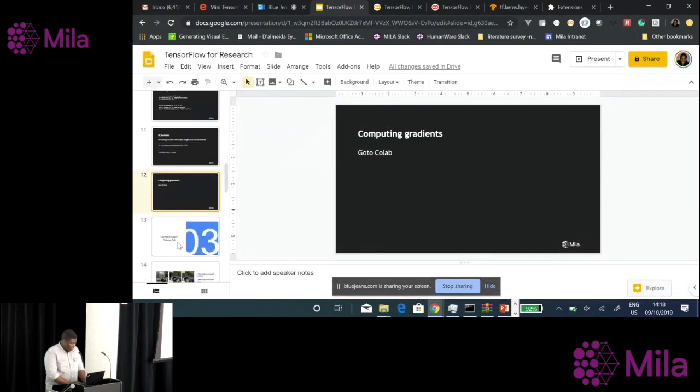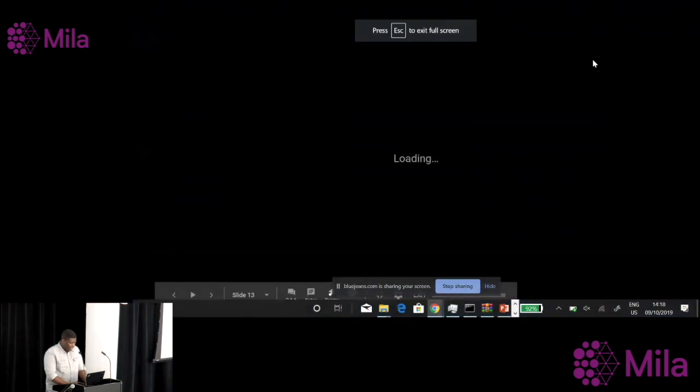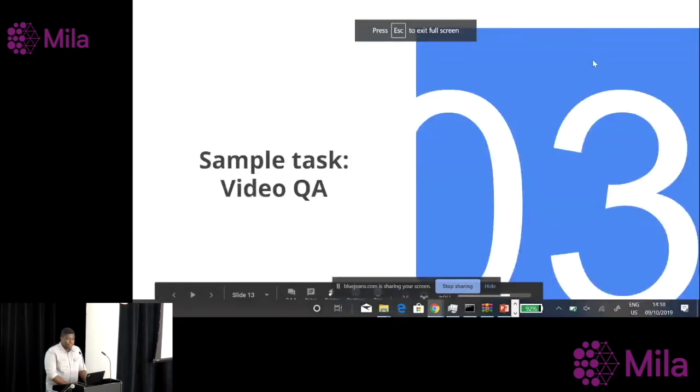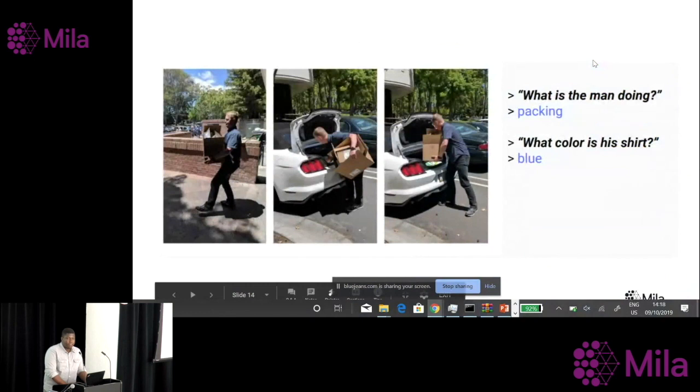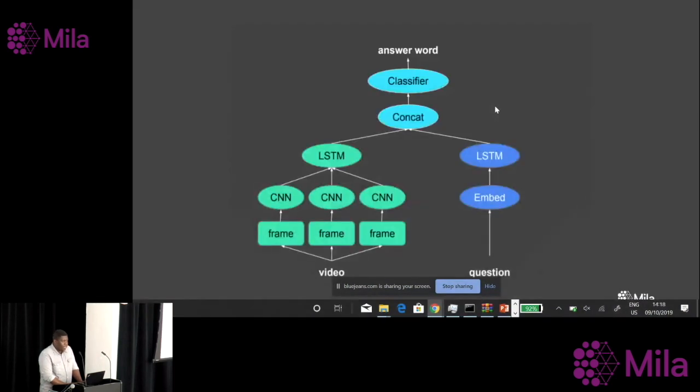All right, so I prepared a very simple example we can use to illustrate this. This will be the task of video question answering, where you have a video, a sequence of frames, and then a question, and we would like to implement a model that can produce a probability distribution of all the possible answers to the question given the video. So the architecture can look like this.